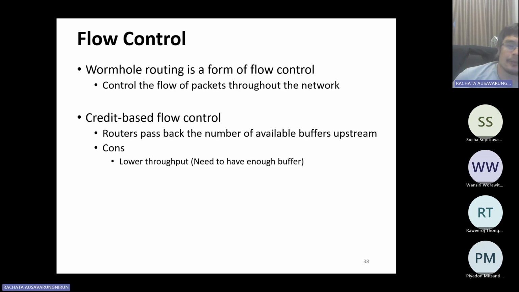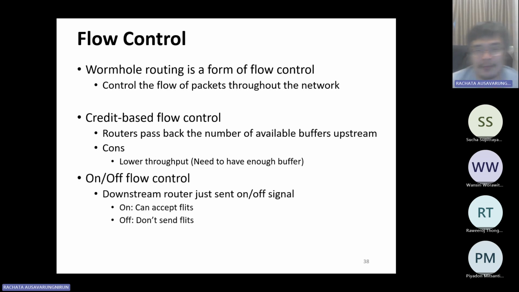All right. You can do on-off flow control. On-off flow control is a little bit different, where if it's on, I can accept new flits. If it's off, I don't accept. Okay, it's as simple as that. If it's on, there's no traffic here, you can come in. If it's off, there's so much traffic here, don't come in.